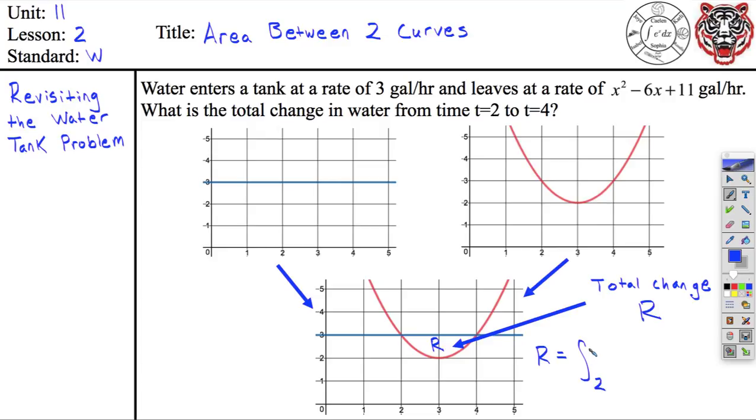From 2 to 4. And then we always do the top function minus the bottom function. So the top function is going to be what? The first one. Yeah, it's going to be that 3. So we're going to say 3, and that's going to be subtracting our other function.